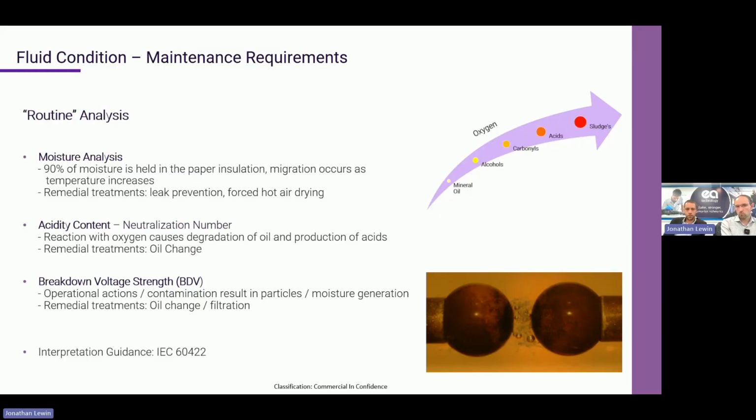And finally, breakdown voltage strength test. That's looking at the dielectric strength of your fluid in your asset. What affects your breakdown strength? It's high moisture content or contamination within your asset. When it comes to guidelines for interpreting those results, that's IEC 60422, and there are different thresholds based on different asset categories and types.